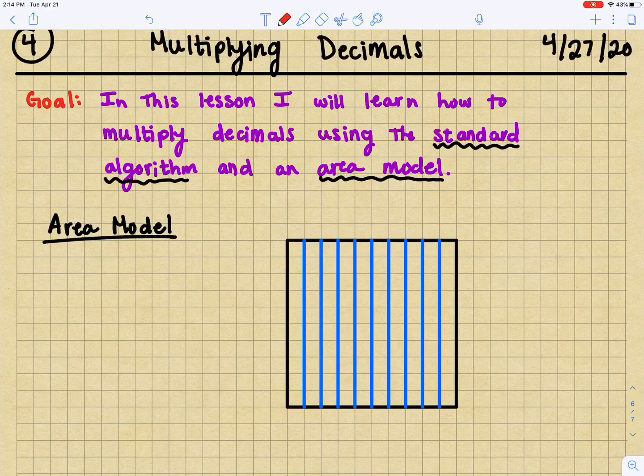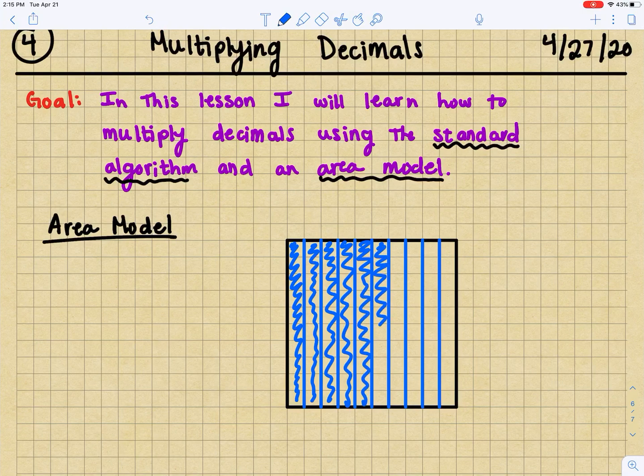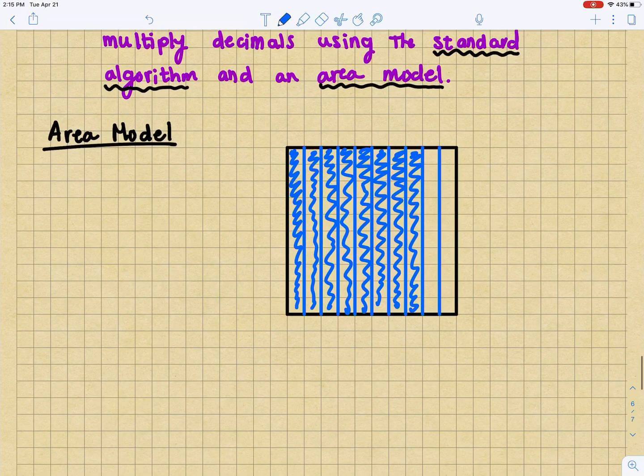Notice how I split my square into 10 pieces, right? I'm going to go ahead and fill in 8 of these. So I'll just shade them in really quick. So there's 1, 2, 3, 4, 5, 6, 7, and 8.